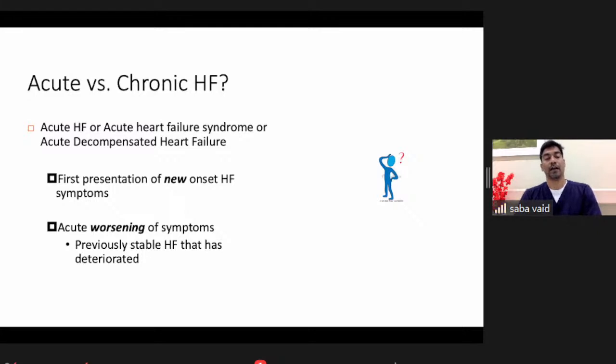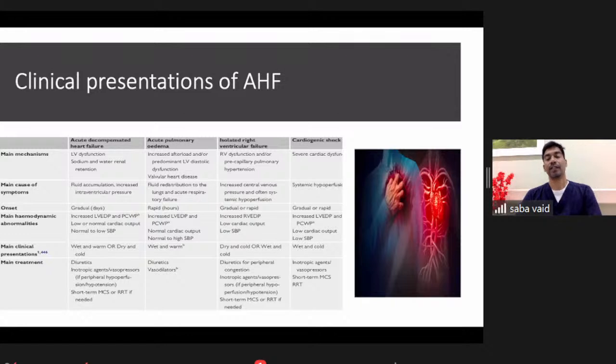Okay. What we are going to delve into for the next maybe another half an hour plus is acute heart failure. Usually these patients come to you with a new presentation or worsening of their chronic heart failure. When they present to you, these acute heart failure patients can only present in four different ways. And these are the four different categories.